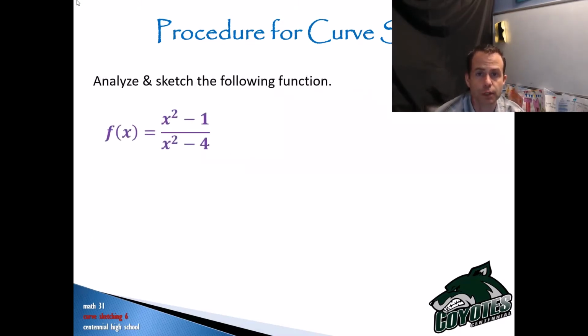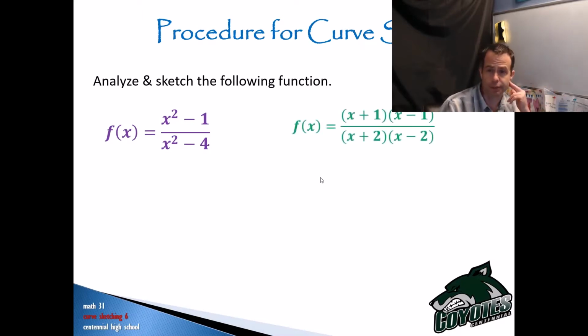Okay, so first one we're going to do, analyze and sketch the following function. f of x is x squared minus 1 all over x squared minus 4. So probably we want to factor that right away, just so we can see it in factored form. I've got two difference of squares there. So I've got x plus 1 and x minus 1 over x plus 2, x minus 2. Okay, so first thing to talk about is the domain. The domain will be x is a member of the reals, but it can't be plus or minus 2. We're going to write that in interval notation, so that will be negative infinity to negative 2 in union with negative 2 to 2 in union with 2 to infinity.